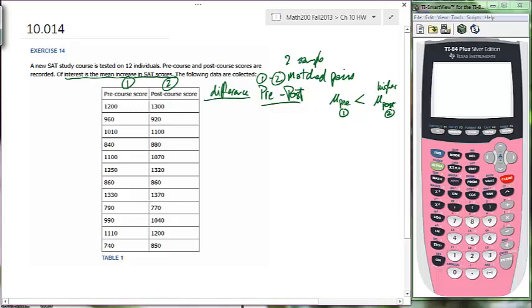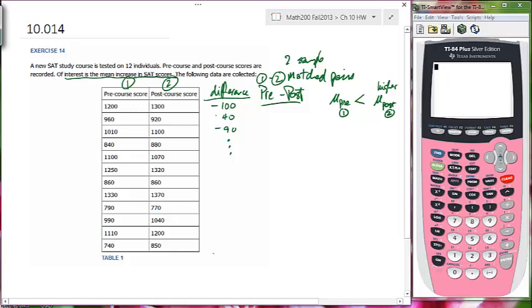I'm not going to do this for all of them, but I'm going to look at the pre minus the post. So this is 1200 minus 1300. Now we have something larger that we're subtracting, so we're going to get a negative number here. So negative 100. This time it's 960 minus 920, so this is going to be a positive 40. And we have 1010 minus 1100, which is going to give us a negative 90. So I'm just going to put dot dot dot here, and I want to have my calculator figure out the rest. But this is a general idea.